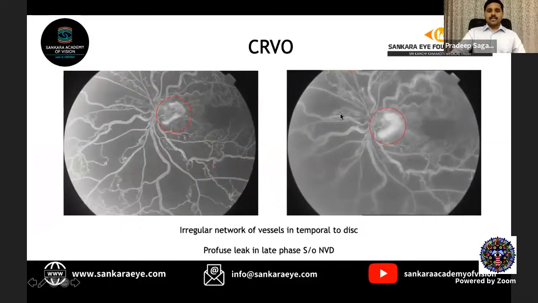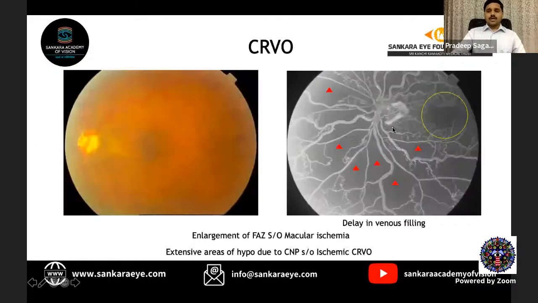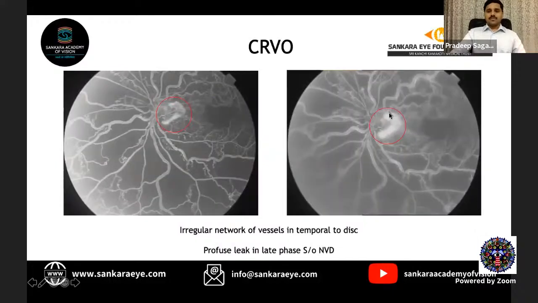In this case, in the late phase, we can see that there is leak in the peripapillary area, which corresponds to an irregular vascular network in the early phase, suggestive of neovascularization at the disc. So it indicates that we have to consider panretinal photocoagulation in this case.